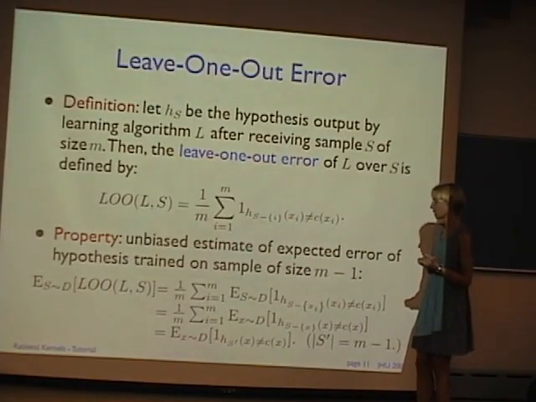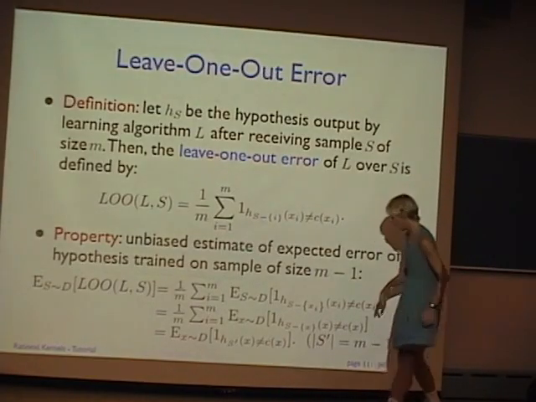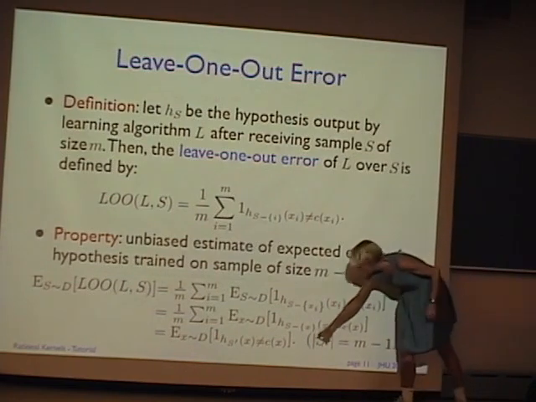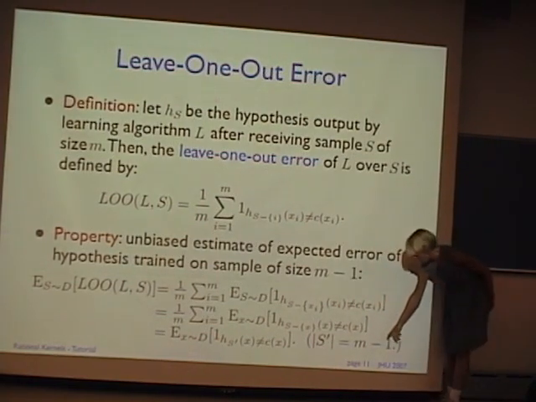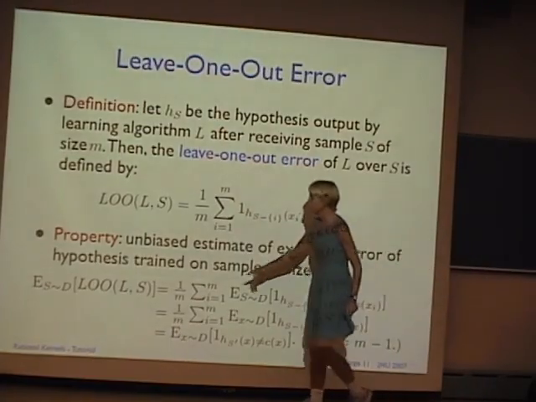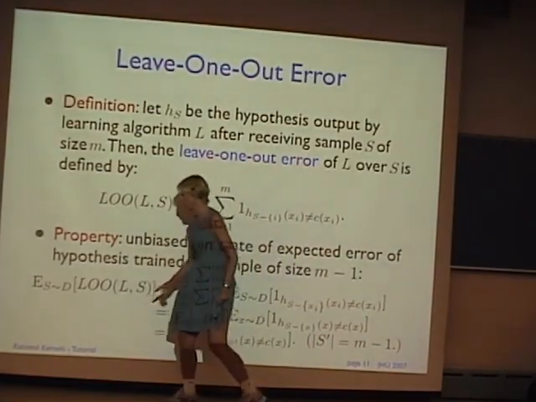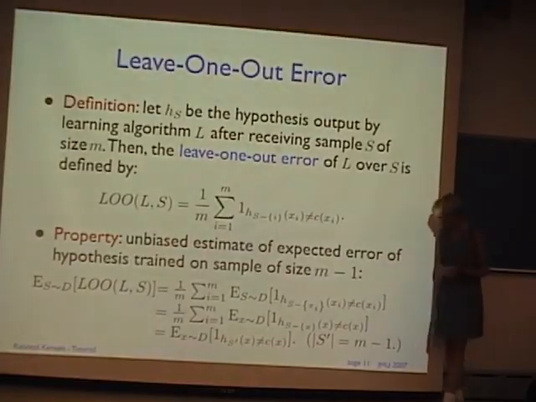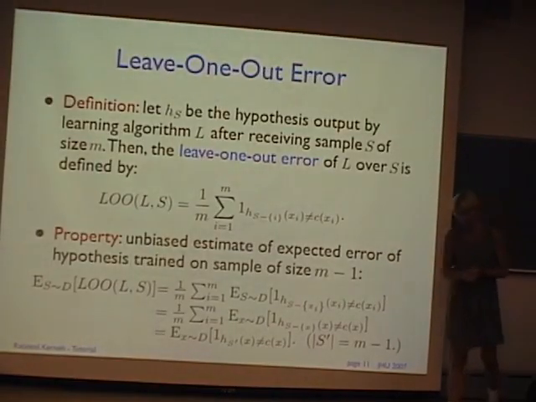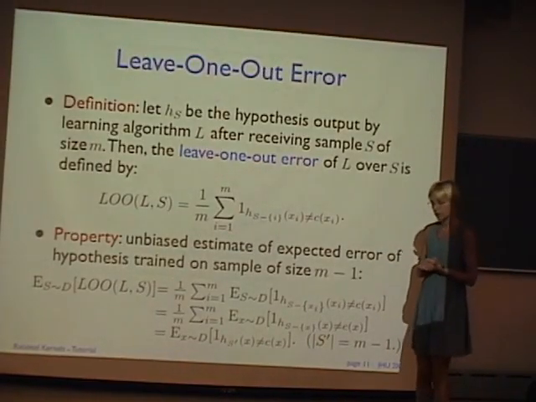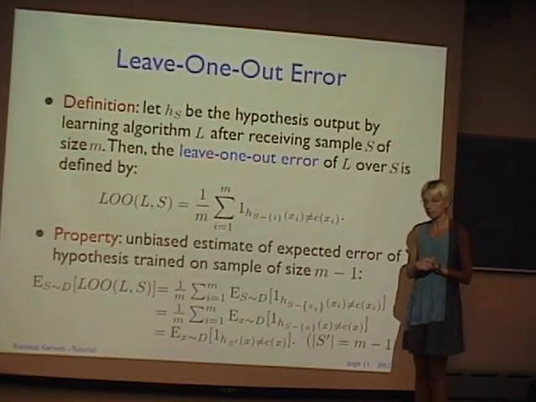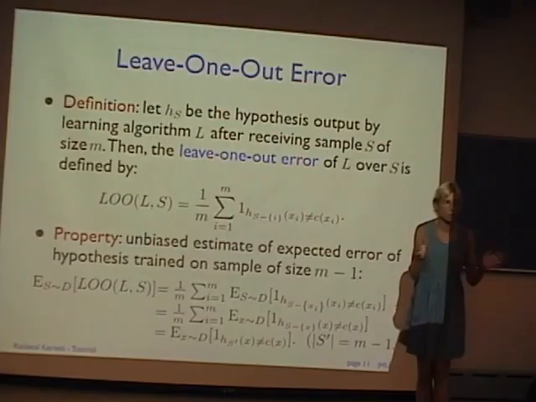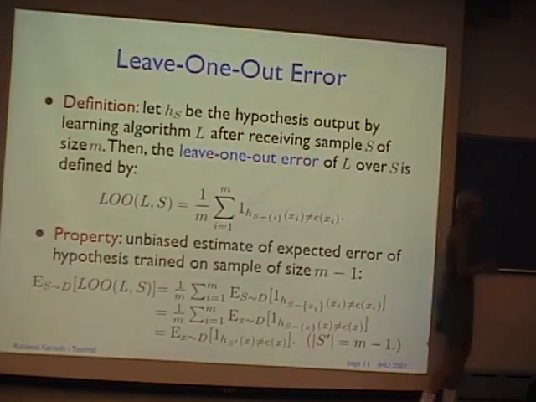There's a little catch here. If you want to have the expected error of something that's trained on M-1 examples, then you need the leave one out error for M examples. So there's a little offset here between M-1 and M. So in general, if we want the expected error for a classifier based on the leave one out error, we have to look at the leave one out error for something that's trained on M+1. That's just a little tip.